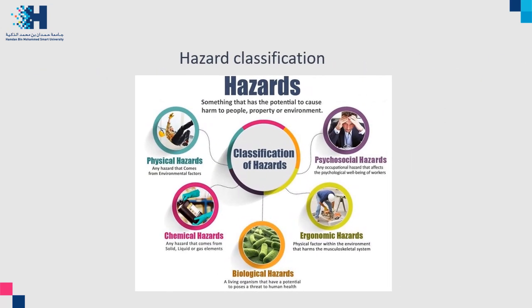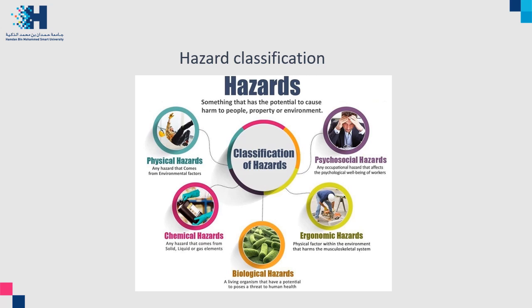Hazard classification is a way of categorizing hazards based on their nature and potential for harm. The following are common hazard classifications for psychosocial, biological, physical, ergonomic, and chemical hazards. Psychosocial hazards. These are hazards that arise from the nature of work and can affect workers' mental and emotional well-being. Examples of psychosocial hazards include workplace violence, harassment, stress, and bullying.